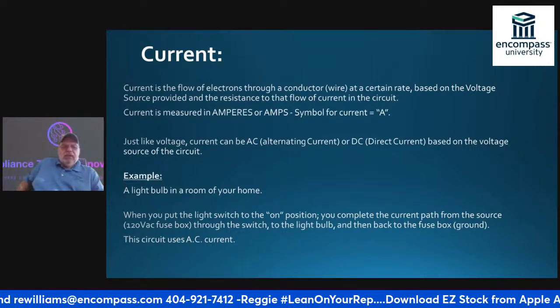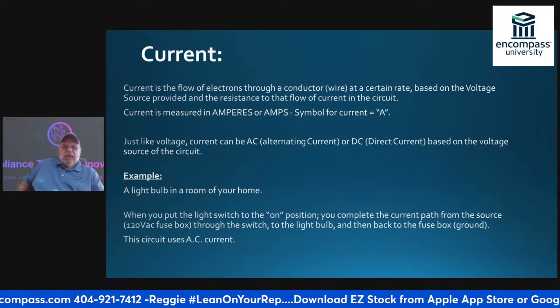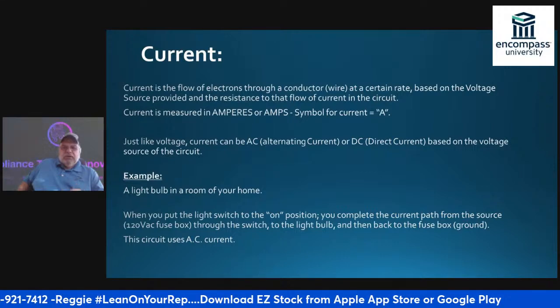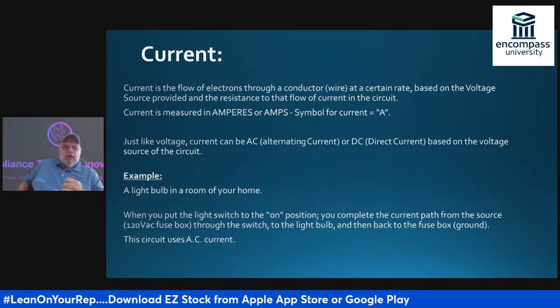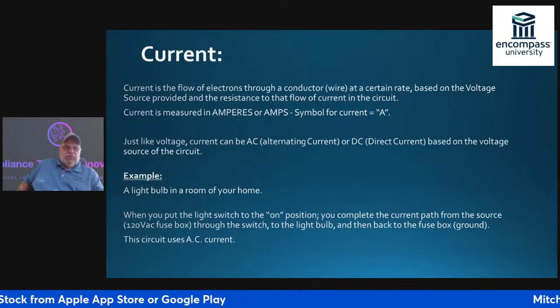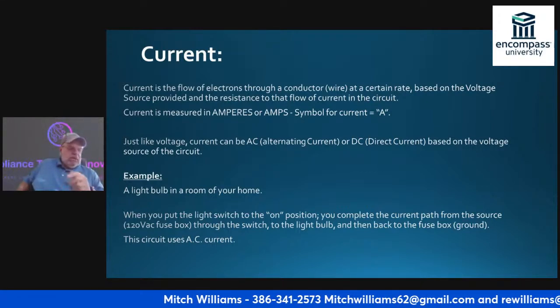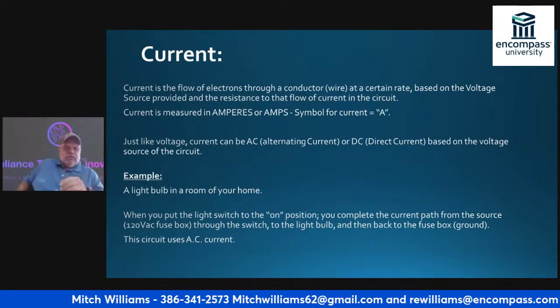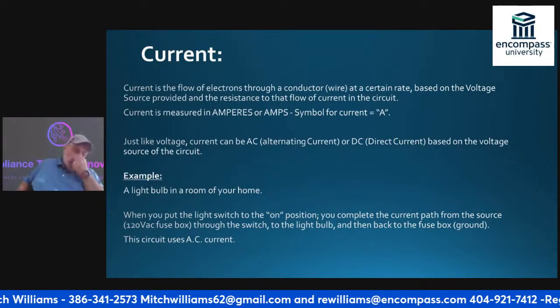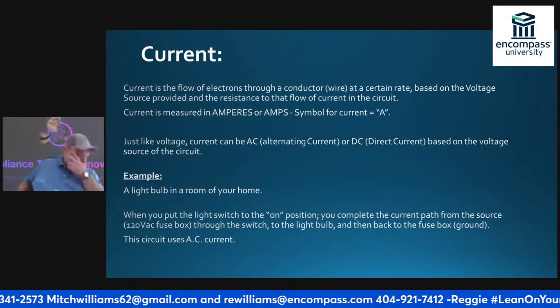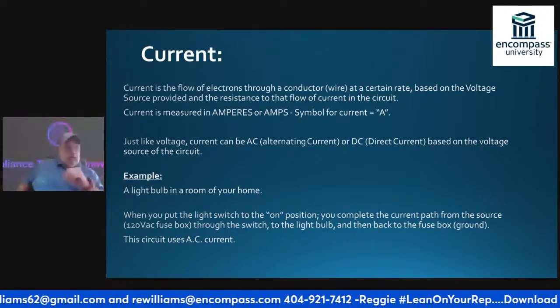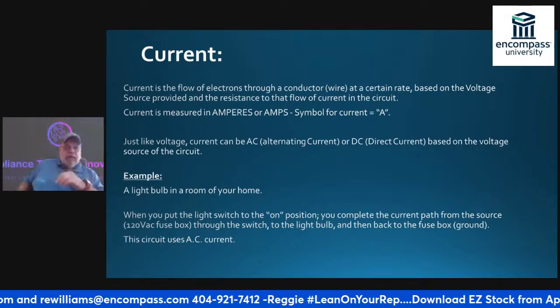Okay, so current. Current is the flow of electrons through a conductor, and it's based on a source provided and the resistance to that current flow of the circuit. Current is measured in amperage. The symbol for current is A. So on your meter, if you have an A, that's for your amps. What will I be doing whenever I'm checking amperage? Why would I use that?